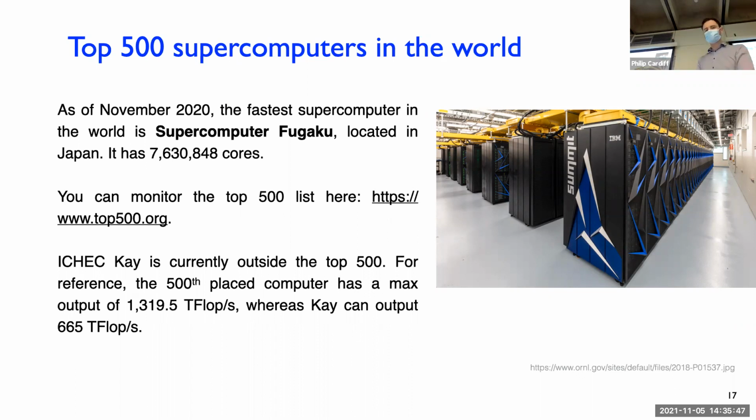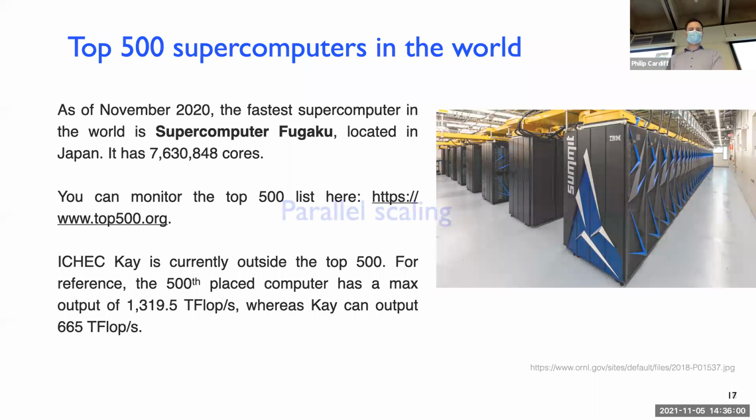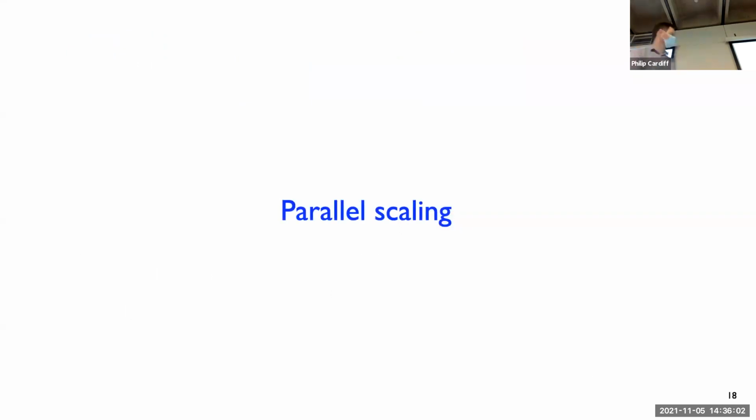When K was made, it was just on the edge of the top 500, but within a couple of months it dropped out. You can check, I think the 500th one could be like 20, 30,000 cores, and K is 15,000. Not that it matters, but I guess it's nice to know what's available.